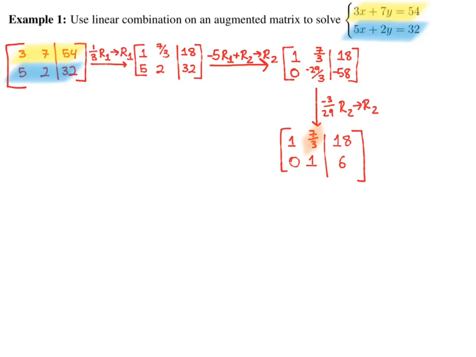To do that, we'll take our second row and multiply it by negative 7/3, add it to the first row, and stick our answer in the first row.